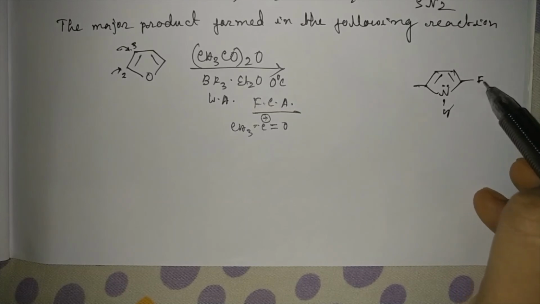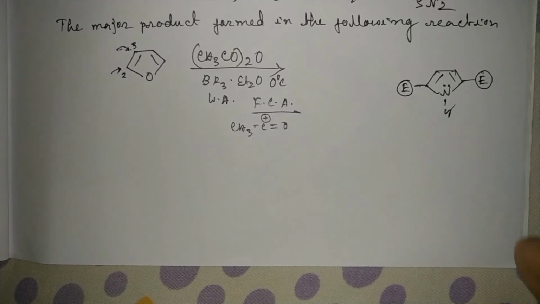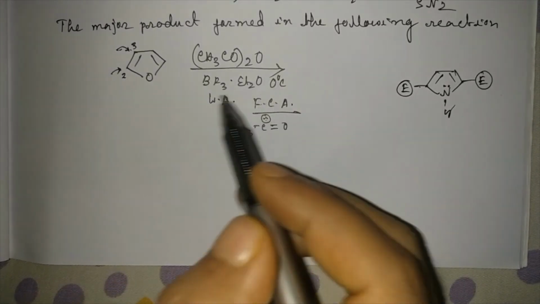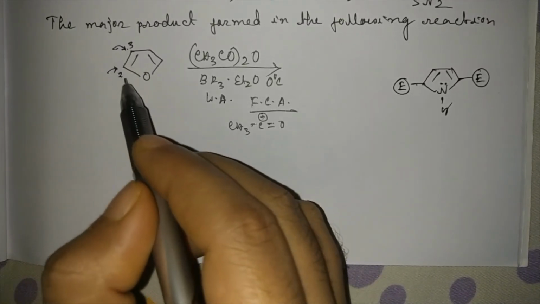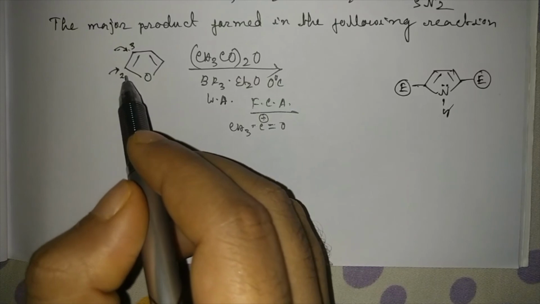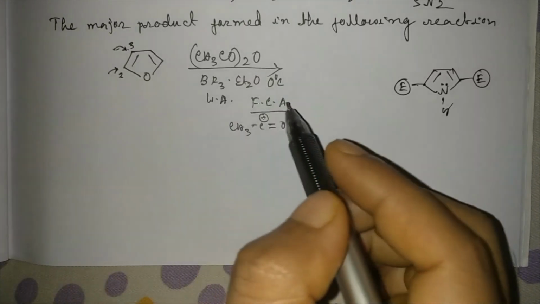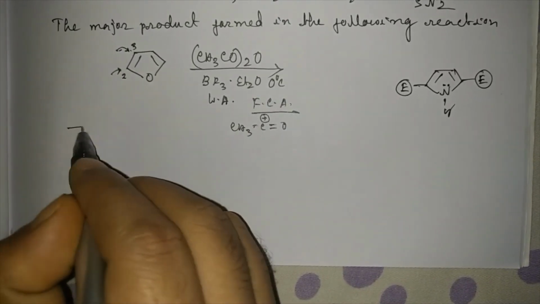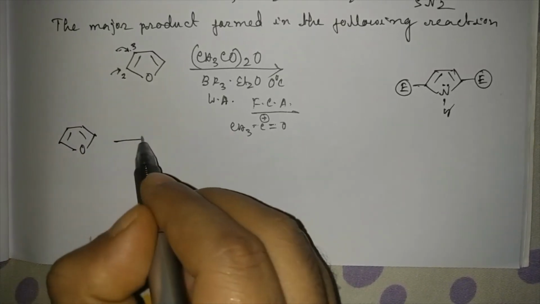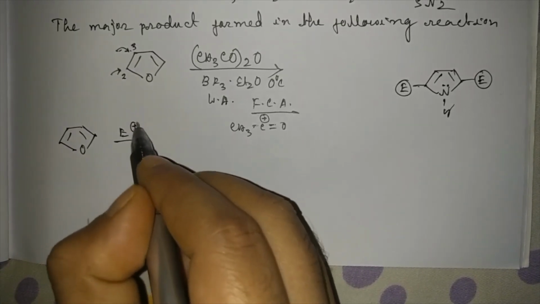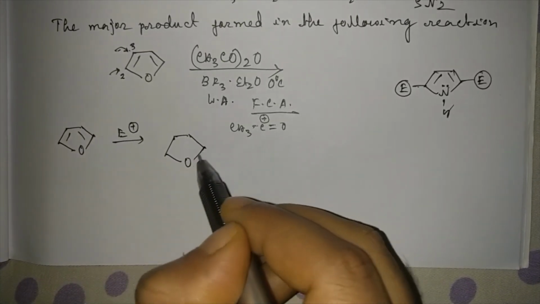So here generally electrophilic substitution occurs at more than one position, but in the case of furan, electrophilic substitution will take place at only one position. So it may be either 2 or 3. So what will be the product? Now we'll draw the sigma complex corresponding to 2 attack and 3 attack. If the electrophile comes at position 2, then the corresponding sigma complex will be this.